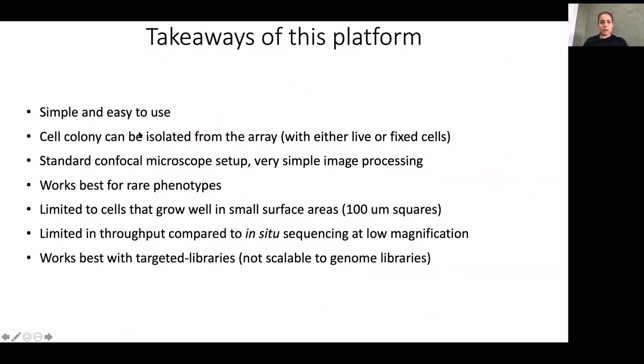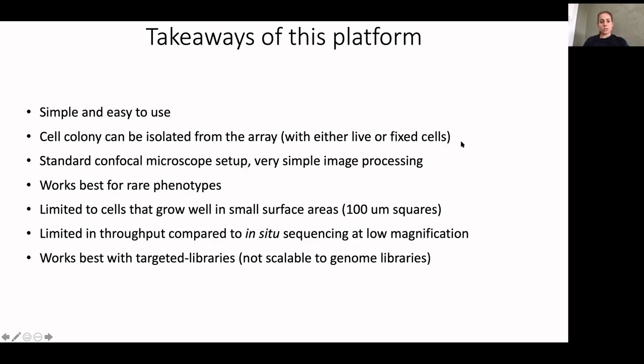So I'd like to highlight a few takeaways from what we learned from doing this work, and if I were to apply this screen in a future method, some considerations that I would take before deciding if this was the best platform or not. Something that's really nice about using these microRaft arrays is that they are simple and easy to use. If you can culture cells on a dish, you can culture them on microRaft arrays, no problem. The other huge benefit of these arrays is that the cell colony can be isolated from the array.